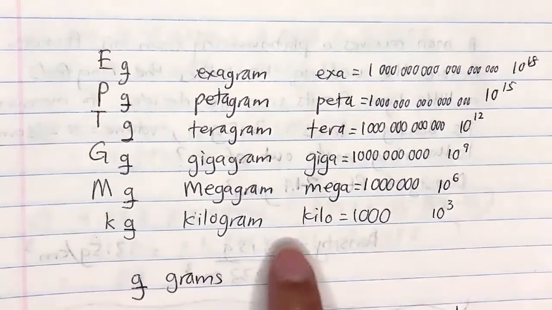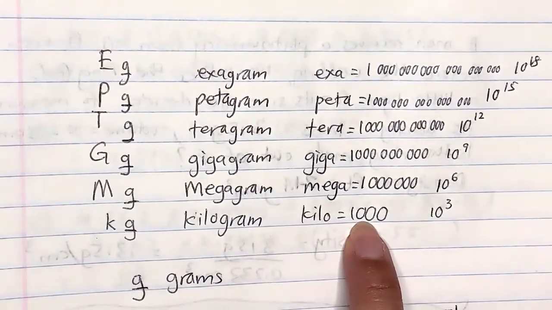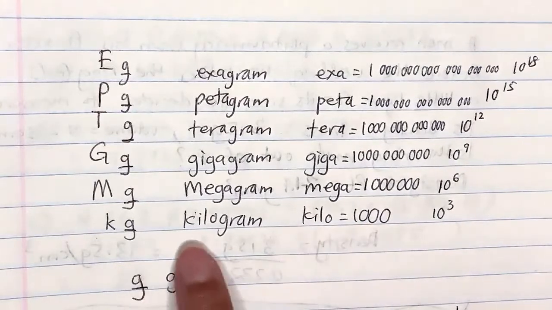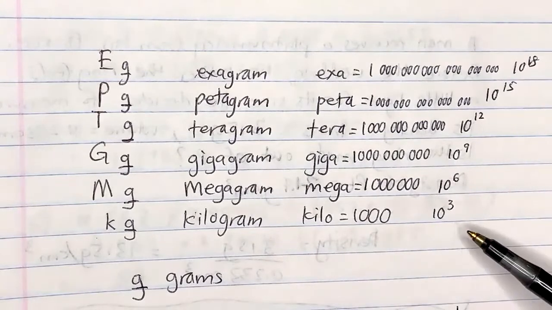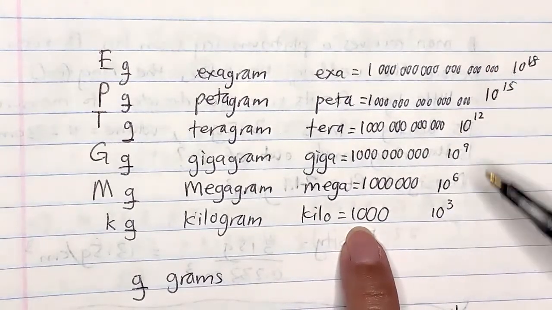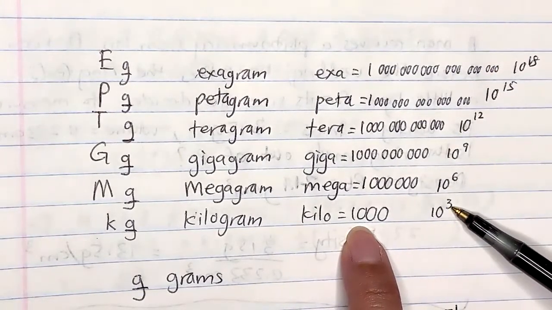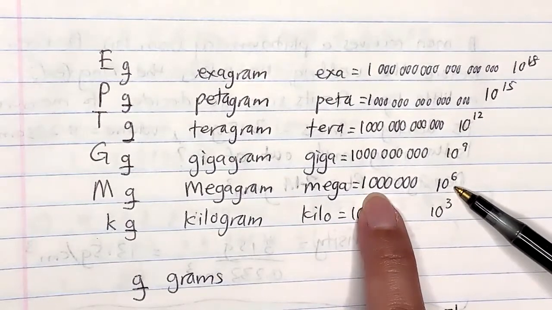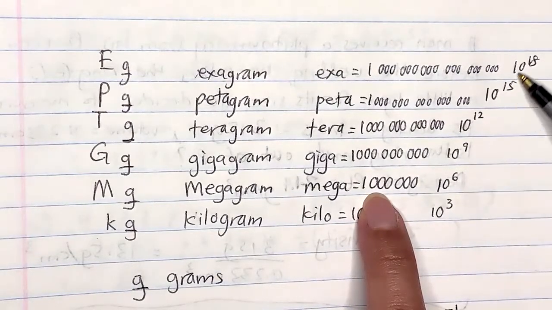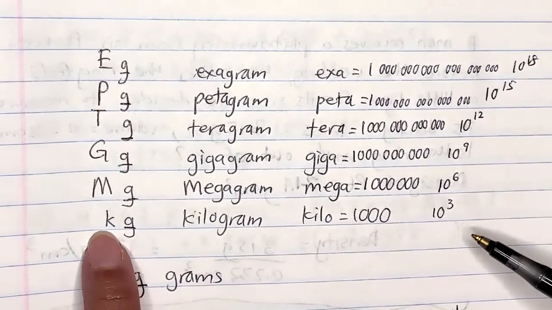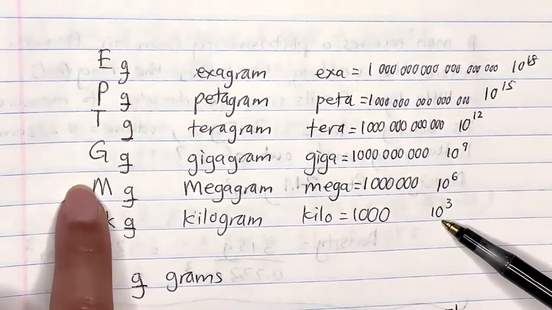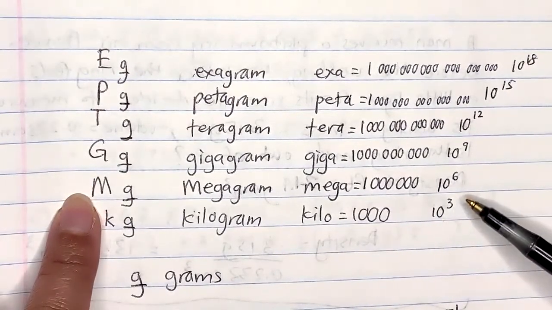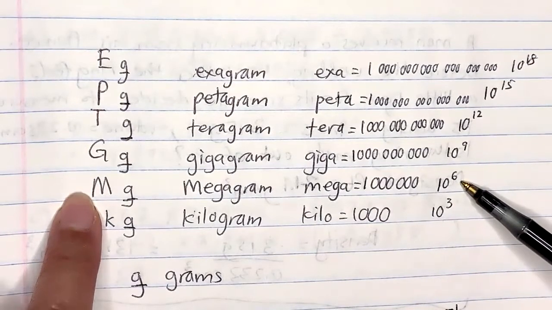Now, kilo means 1,000. So 1 kilogram is 1,000 grams, okay? And then instead of writing a bunch of zeros, you can just say this is 10 to the power 3, which is 3 zeros, 10 to the power 6, 6 zeros, and it goes up this way. So kilo is 1,000, 10 to the power 3. Mega is capital M, 10 to the power 6.